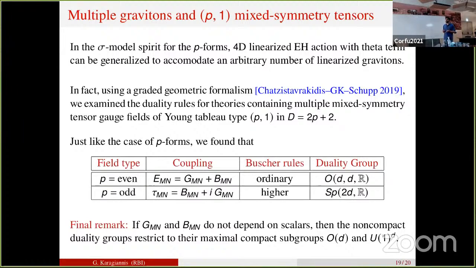And as a final remark, I would like to mention that G and B, usually we assume that they depend on scalar fields, in which case we find indeed the non-compact duality groups here, O(D,D) and Sp(2D). But in fact, if they do not depend on scalars, then these non-compact duality groups should restrict to their maximal compact subgroups, which are O(D) and U(D).